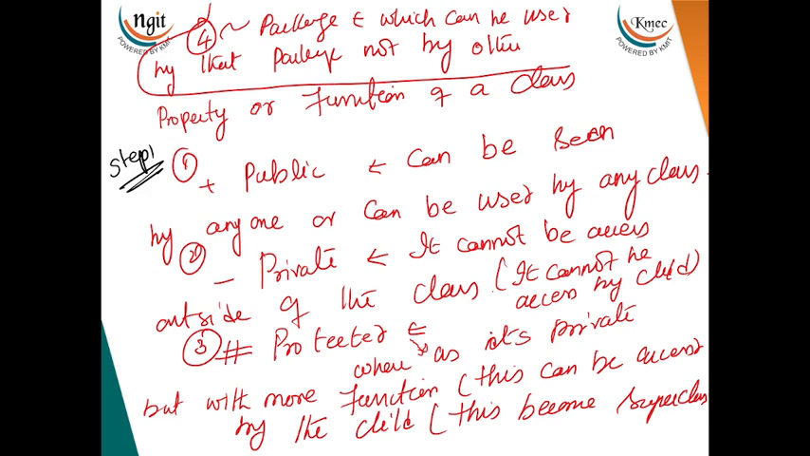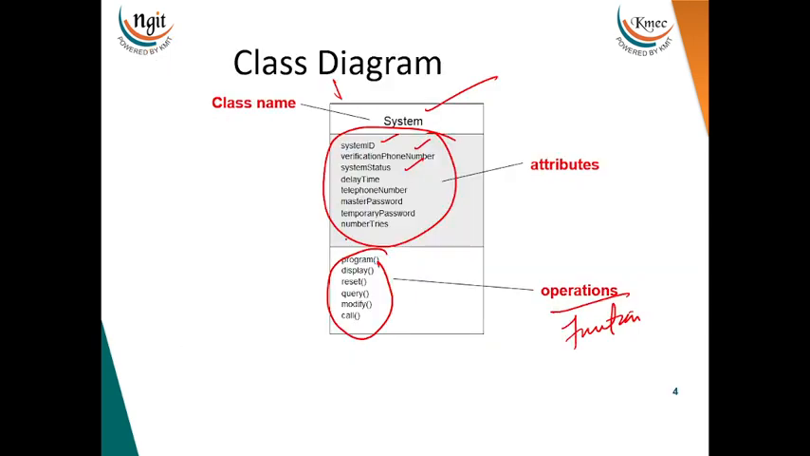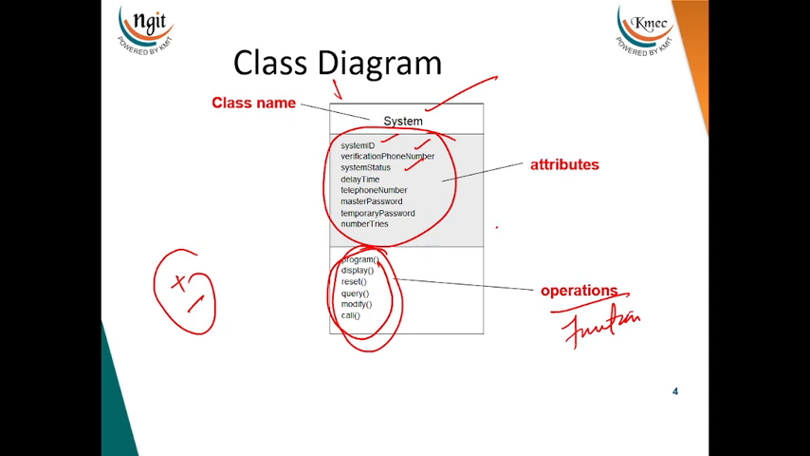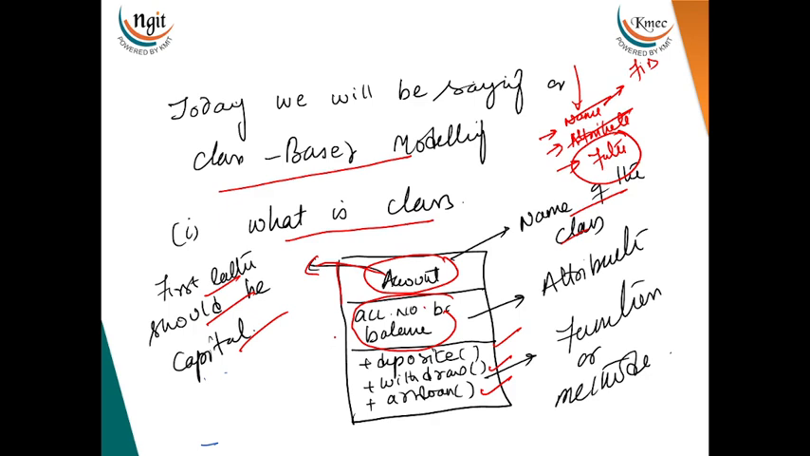Now, we have properties, correct? These operations can be displayed in different ways. There are plus, minus, and some others. We are going to see them. First, plus means public. It can be seen by anyone and it can be used by any class. So if I write plus program, this becomes public and can be used by any class. Or here, if I put plus display, it is public and can be used by anybody.